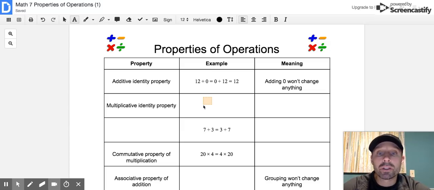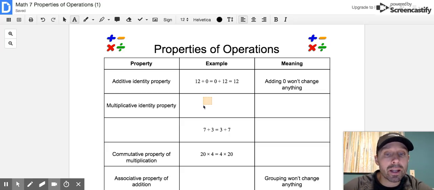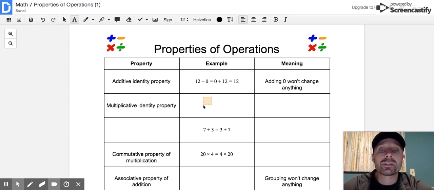Hey everybody, good morning. We're going to take a look at the properties of operations graphic organizer right now. So get that out at this time, whether you have that on your desk or in your folder. And we're going to take a look at some of these properties that are missing some information.